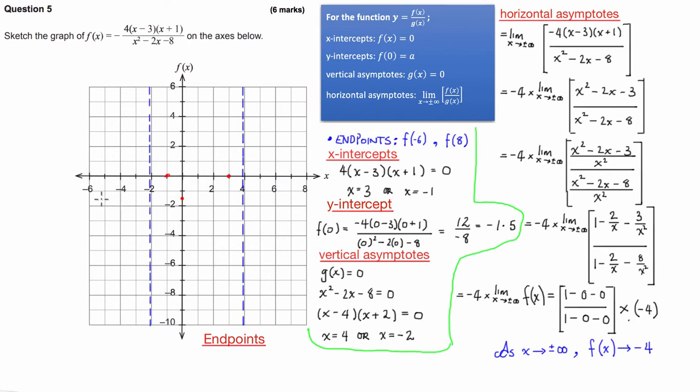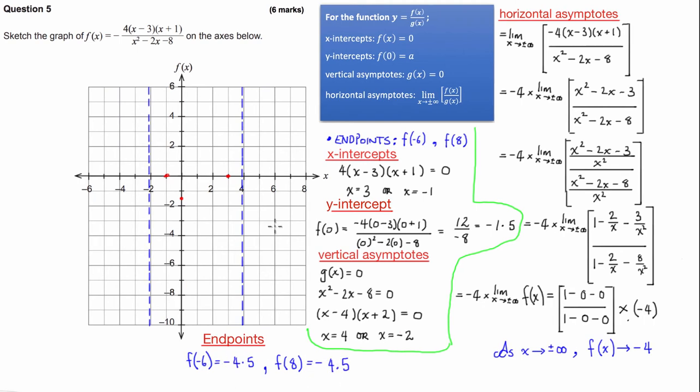So the first one we're going to do is the function at negative 6 and then the function at 8. That just involves substituting negative 6 into this function up here, as well as finding the function at 8, which, would you believe, is also negative 4.5. So we can enter these two endpoints into our graph. So negative 4.5 is going to be approximately there, as well as approximately there.